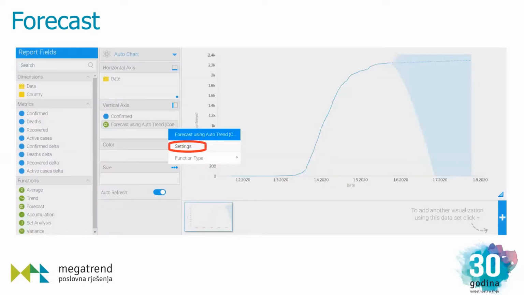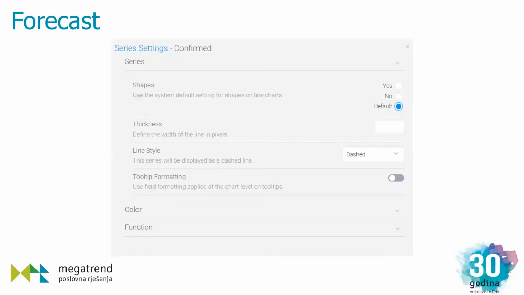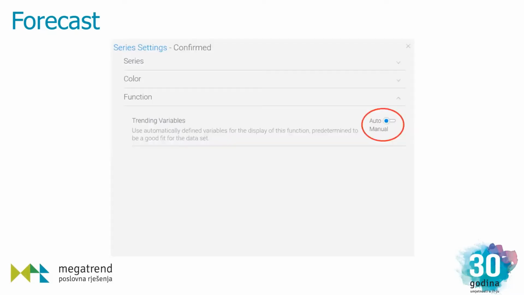But let's say we want to change some default parameters of our forecast. For example, let's say we want to see the forecast for the next 7 days. To do so, we have to click on the settings, and then under the function section on the bottom, we choose the option to manually set parameters.